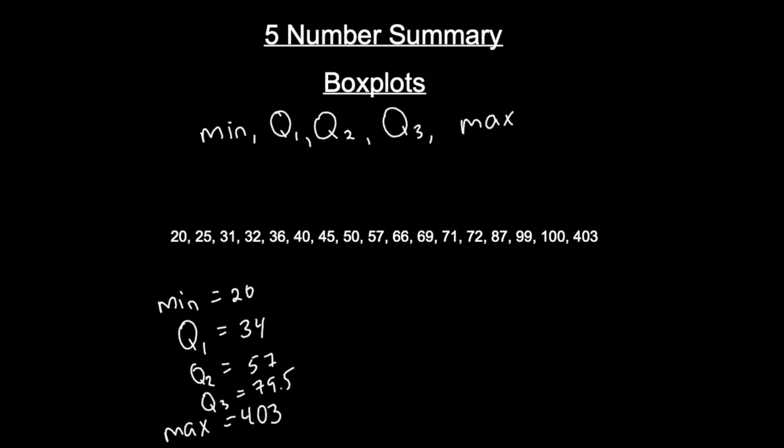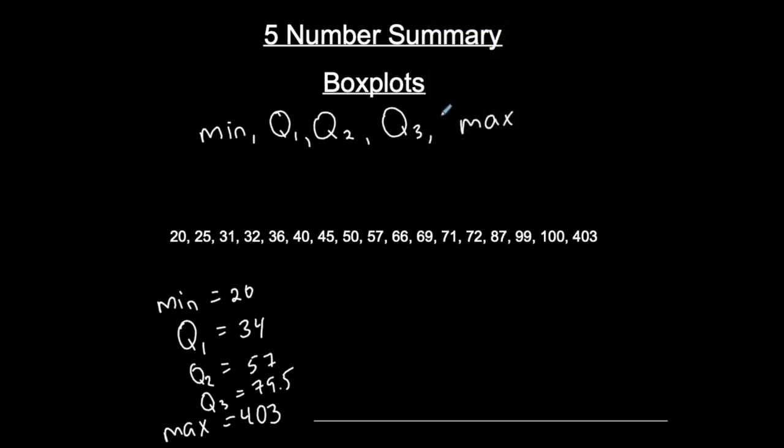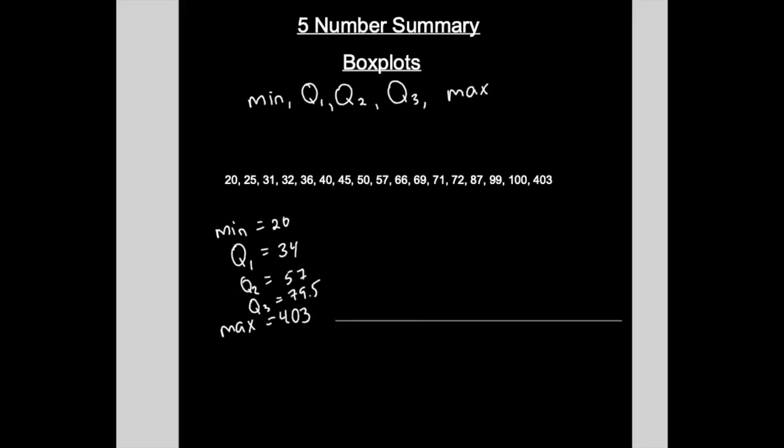Now, let me create a box plot from this set of data. A box plot is basically a graph, or a visualization, of the 5-number summary. Now, the first thing I need to do is create a scale. So I need at least a 20 and at most a 403. I probably picked big numbers here.